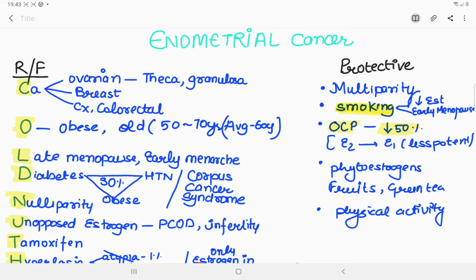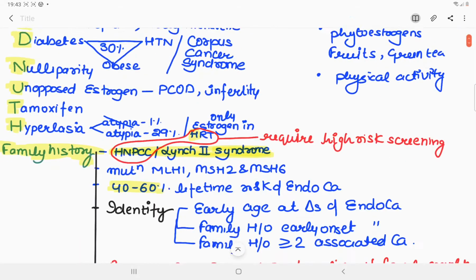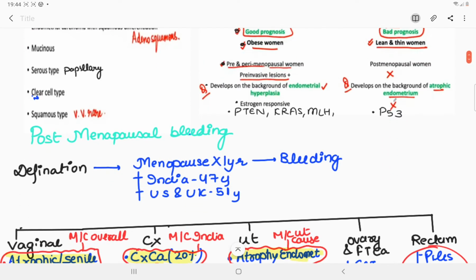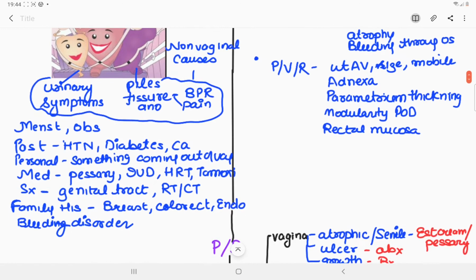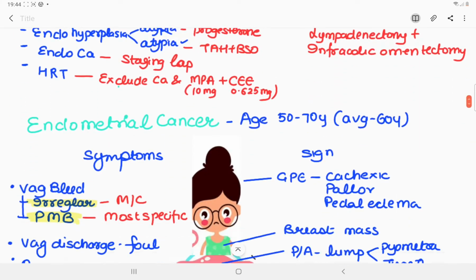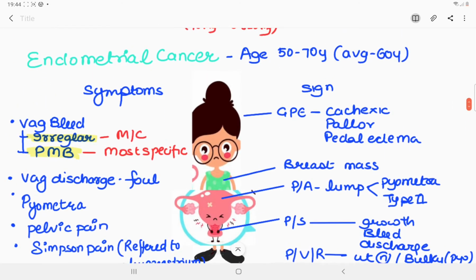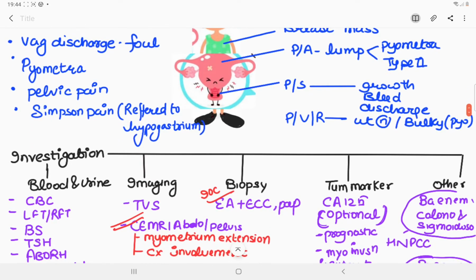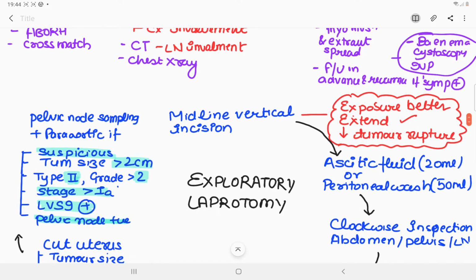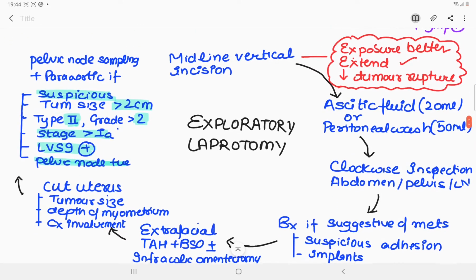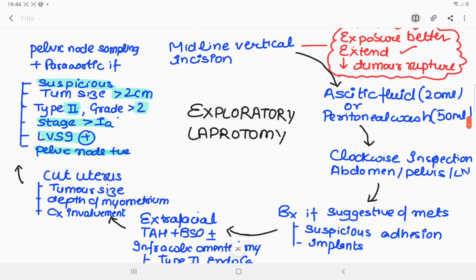In my previous lecture we discussed the risk factors, protective factors, types of endometrial cancer, postmenopausal definition, causes, and how to approach a patient with postmenopausal bleeding, then signs and symptoms of endometrial cancer, and investigations of endometrial cancer. Let's start with the surgical staging of endometrial cancer.